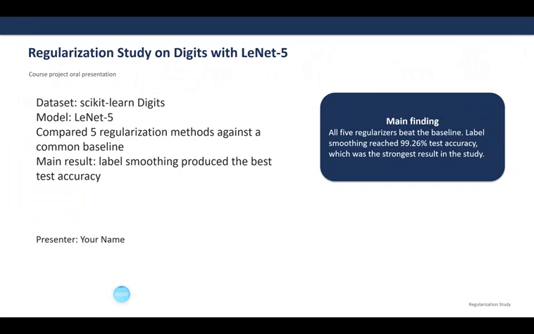Afternoon. Today I will present my project, which is a regularization study on the digits dataset using LeNet-5. The main goal of this project was to compare several common regularization techniques under the same training setup and see which one improves generalization the most. The key result is simple. All 5 regularization methods performed better than the baseline, and label smoothing achieved the best test accuracy at 99.26%.